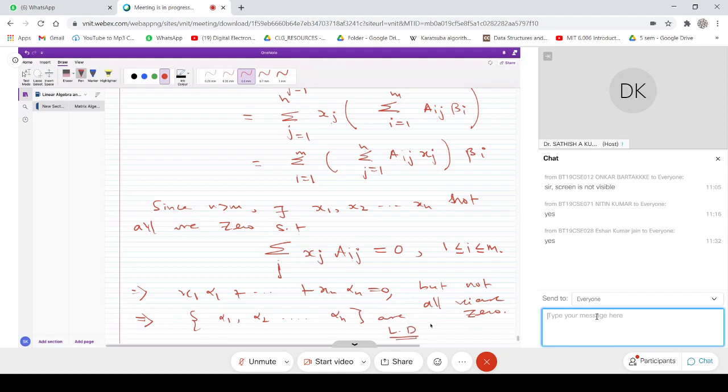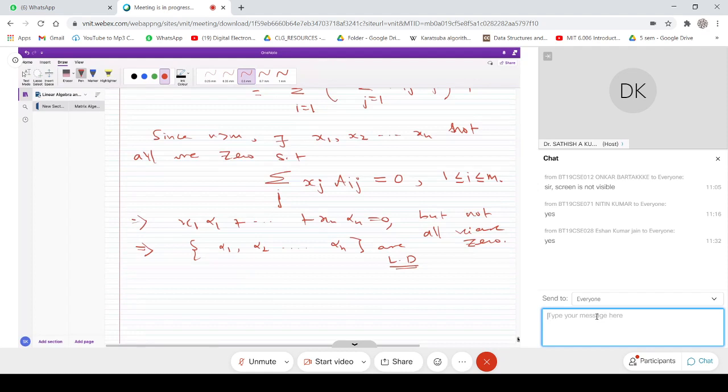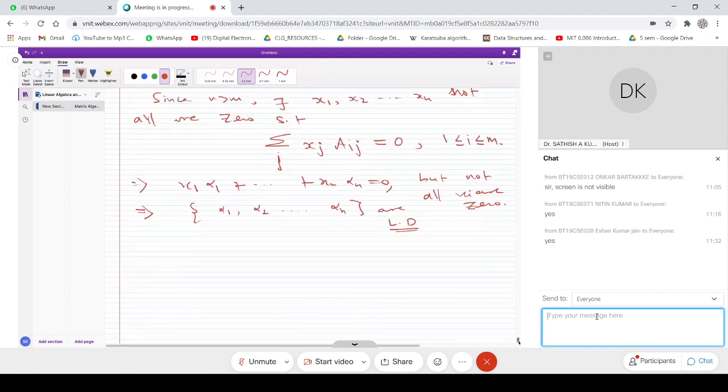So if you consider more than m vectors, that will give us a linearly dependent set instead of independent. So therefore this implies that any linearly independent set doesn't have more than m elements.